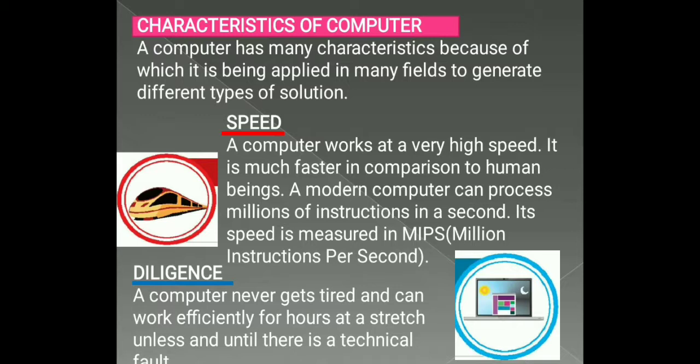A computer works at a very high speed. It is much faster in comparison to a human being. A modern computer can process millions of instructions in a second. Its speed is measured in MIPS. MIPS stands for millions of instructions per second.